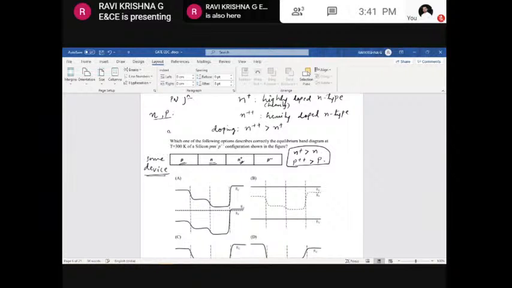We don't know whether it is a MOSFET. We don't know that. It is some device which has this doping concentration, P N plus P double plus. We need to identify the correct representation of the energy band diagram under equilibrium condition. It means without any biasing, under no bias condition. Under no bias condition, we need to identify the correct representation of the resultant energy band diagram of this particular device.